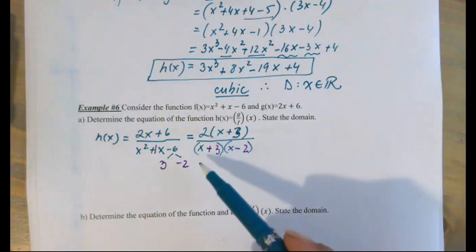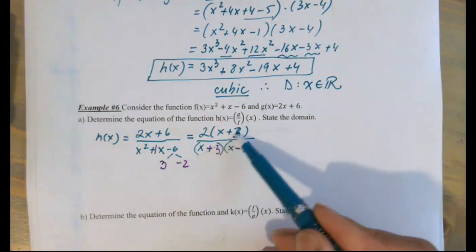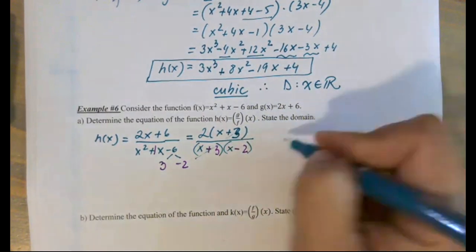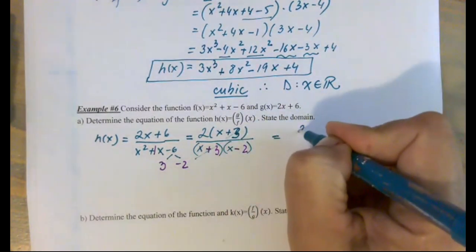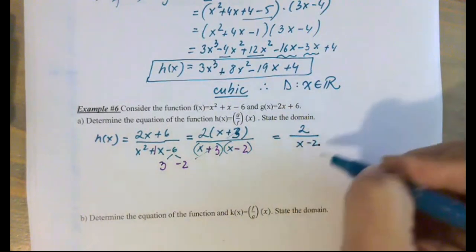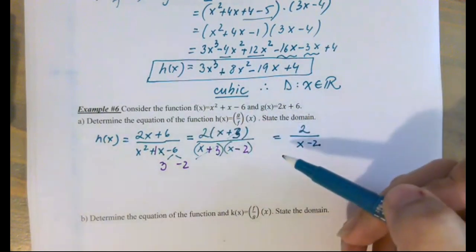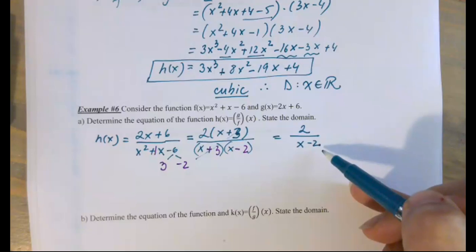Now we can see that the common factor is x plus 3. The entire bracket is a common factor. So we are ending up with 2 over x minus 2. That's the most simplified form of h of x. Not that one, but that one, right?